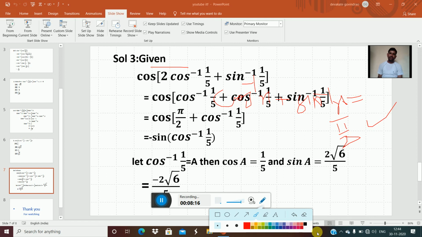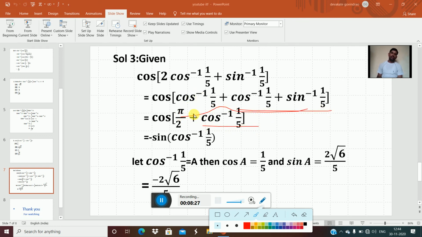Let me rub this out. Okay, the 2 is there, so cos inverse of 1 by 5 plus cos inverse of 1 by 5 becomes pi by 2. I'm writing the pi by 2 here, and there is a cos inverse of 1 by 5. So with pi by 2 there, cos changes to sin. Again this side is theta, in the second quadrant cos is negative, so minus sin of cos inverse 1 by 5. Say this is a. Finally we got cos a is equal to 1 by 5.